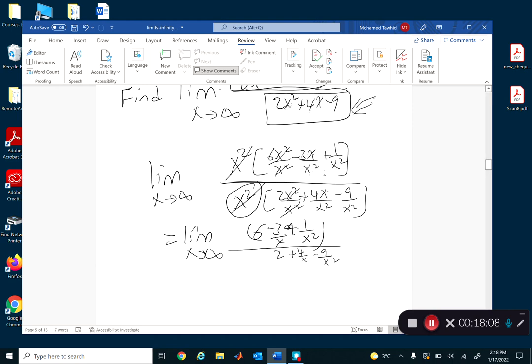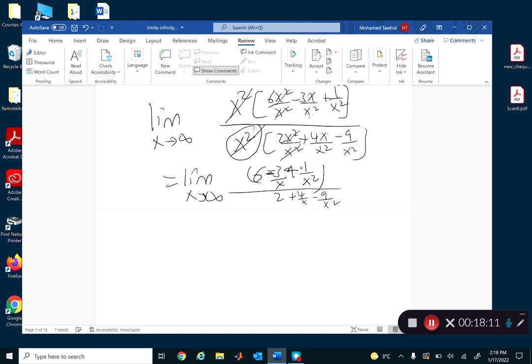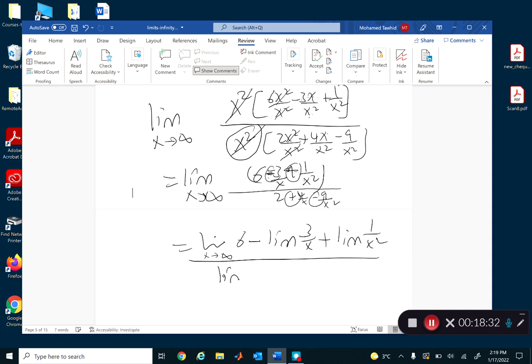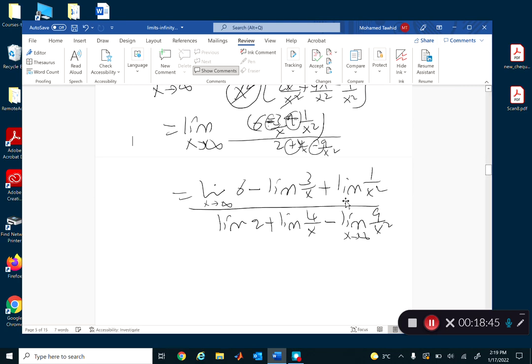Right? What do you have in the middle here, guys? You have minus, plus, and here minus. So if you have minus or plus in the middle, then I should take the limit of each term. As x goes to infinity, for each term, you have 6 minus the limit of 3 over x plus the limit of 1 over x squared, divided by the limit of each term: 2 plus the limit of 4 over x minus the limit of 9 over x squared. Remember the limit here is x going to plus infinity. So now I take the limit of each one.